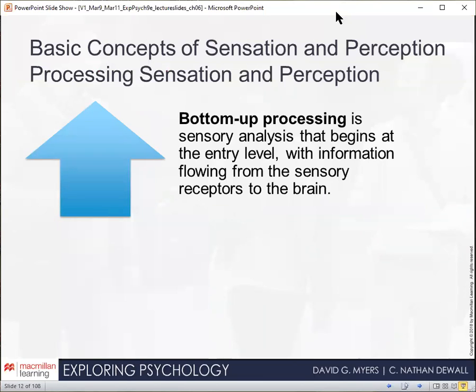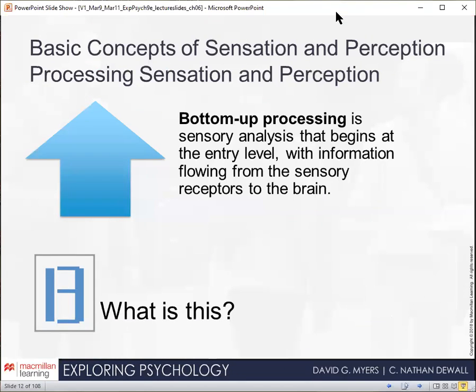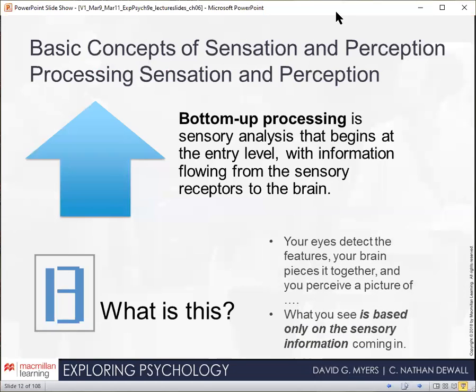So let's look at bottom-up processing. Bottom-up processing is sensory analysis that begins at the entry level with information flowing from the sensory receptors to the brain. All right, I've just included an image to the left underneath this arrow. You look at that image. What is this? Your eyes detect the features, your brain pieces it together, and you perceive a picture of whatever this item is. What you see is based only on the sensory information coming in. So that is how bottom-up processing works.